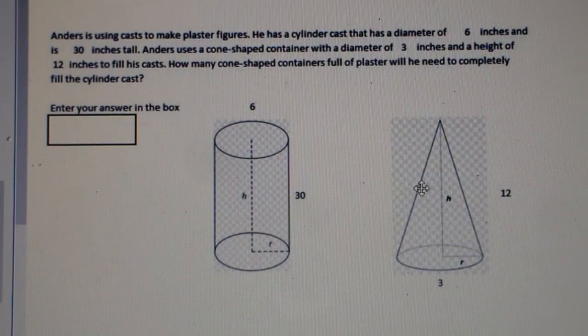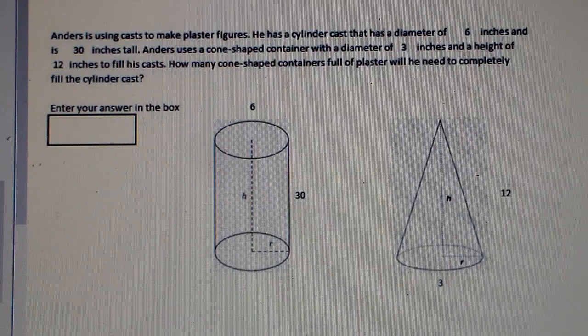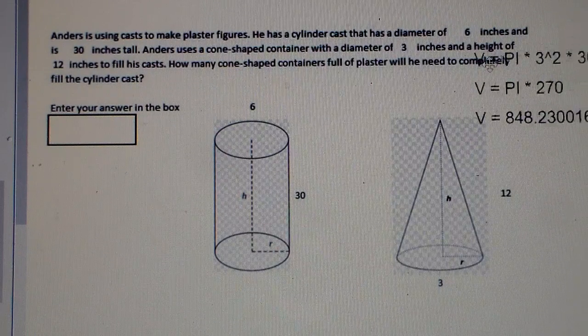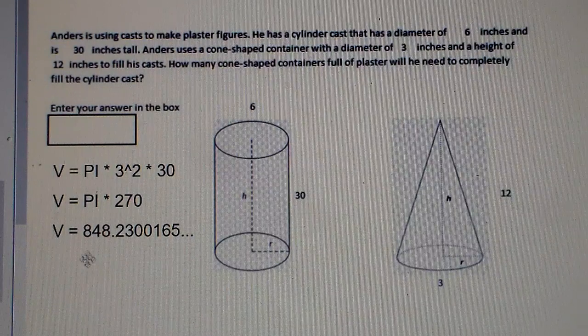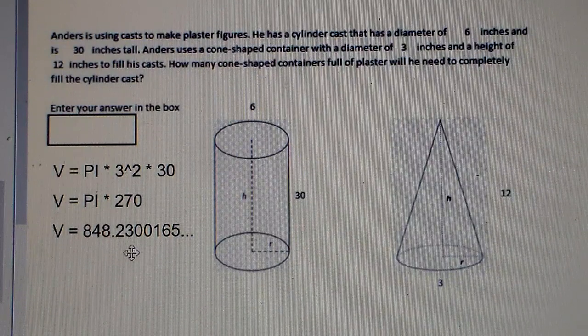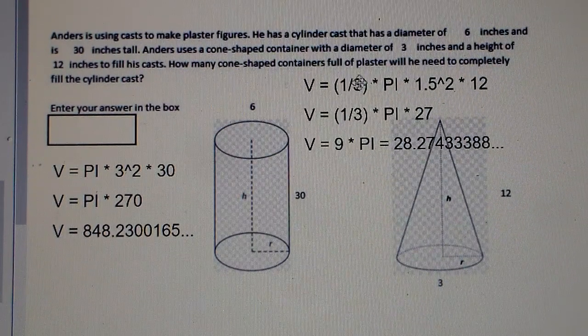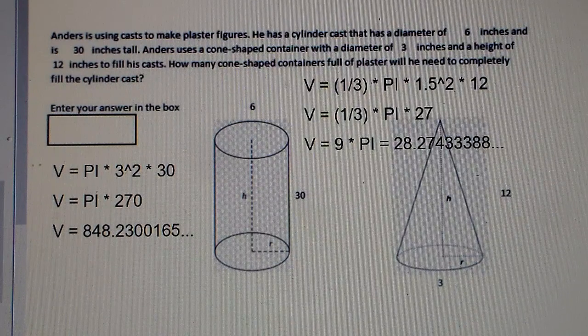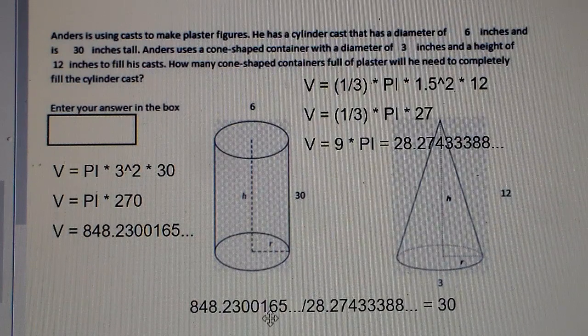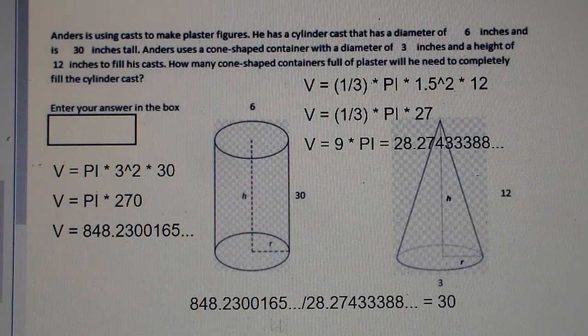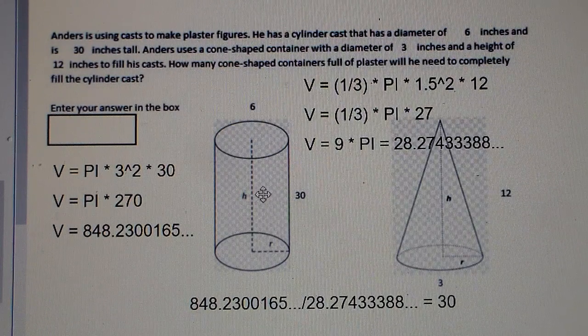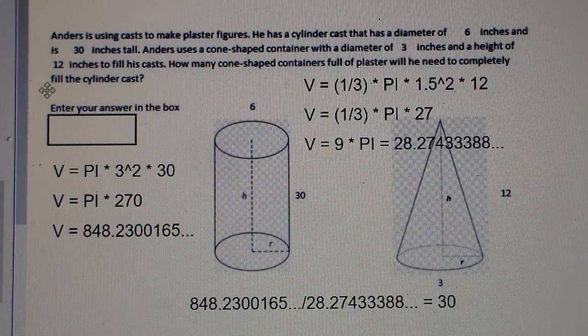Well, we first find the volume of the cylinder. I'm going to use that formula, and there's my work. We find it's going to be 848.23. Then I find the volume of the cone. We get that to be 28.2743. Then, since we do big divided by small, 848 divided by 28.27 is going to get 30. So you could fit 30 of these cones into this cylinder. And that's our answer.